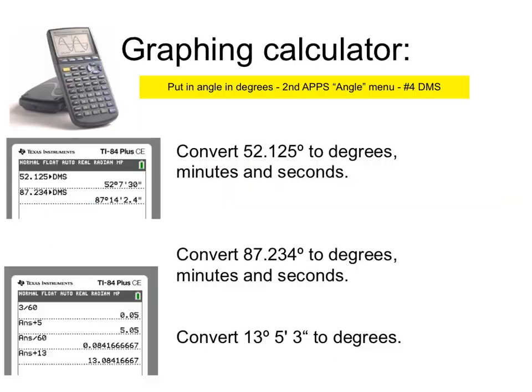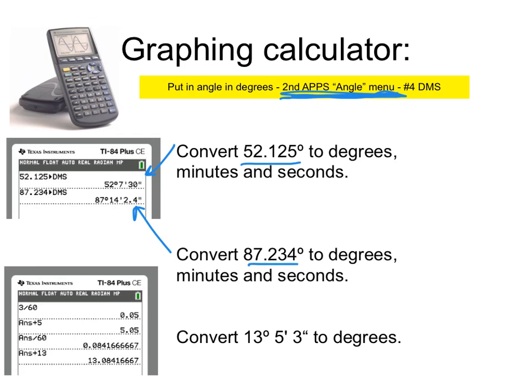There's got to be an easier way on my calculator, and there is. So on our calculator, there is a button hidden in the angle menu. Now, the angle menu is above the apps button. So on your calculator, all you have to do is to type in 52.125, don't need a degrees symbol, and then if you go into the angle menu, which is above apps, the fourth thing down says change to degree minutes seconds, DMS. You can see over here on the left, it changes it and converts it exactly what we just saw earlier. Try the next one.